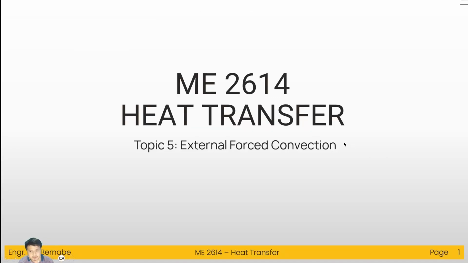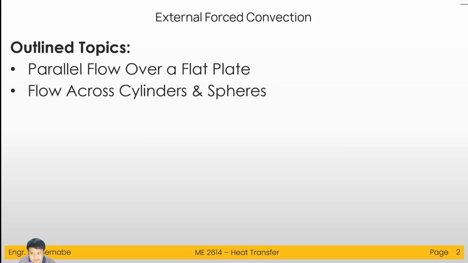Okay, so for this topic, we will be discussing external forced convection. There are three types of external forced convection that will be discussed. The first one will be over a flat plate. The second one is flow across cylinders, and then flow across spheres.